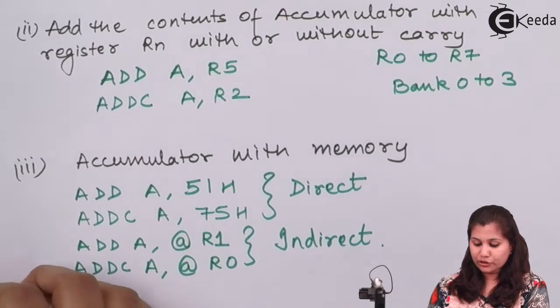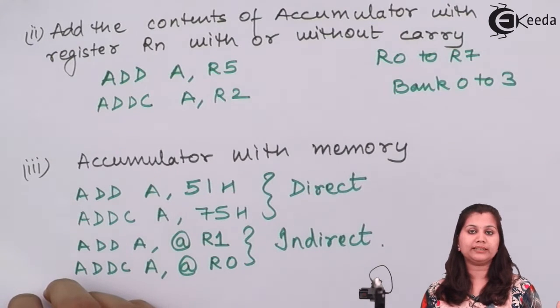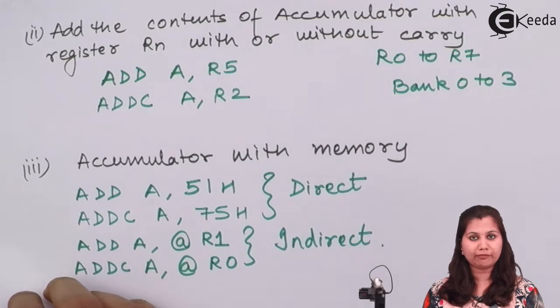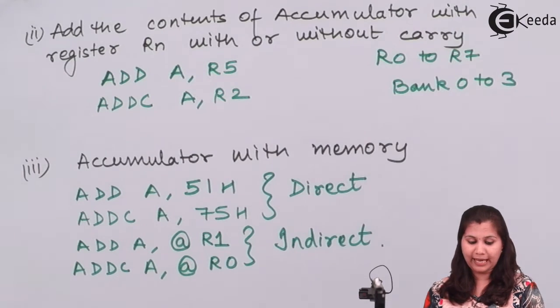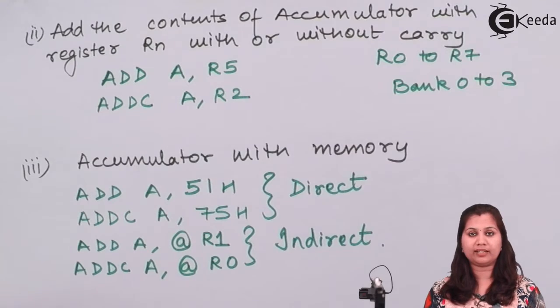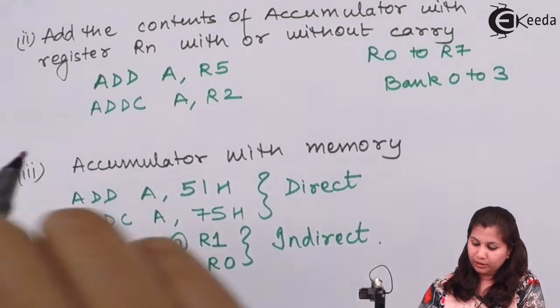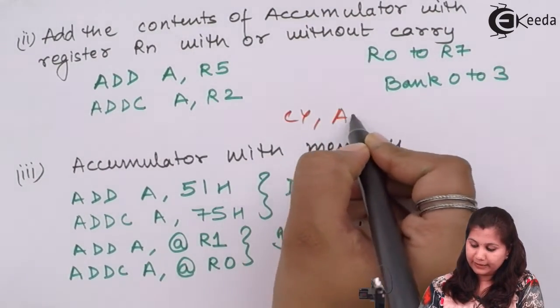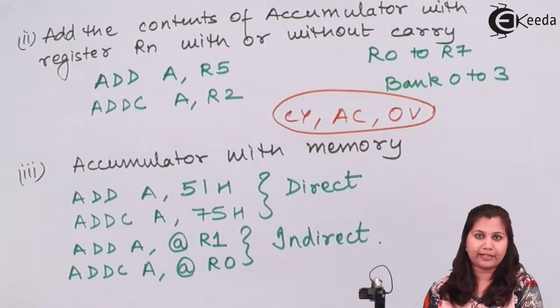Now whenever the addition operation is taking place, the flags of the microcontroller will be affected. Like carry flag will be affected if carry is generated, auxiliary carry flag is affected if auxiliary carry is generated. Also overflow flag is generated when there is an overflow in the result. So due to this addition operation, carry flag, auxiliary carry and overflow flag, all these three flags are affected.